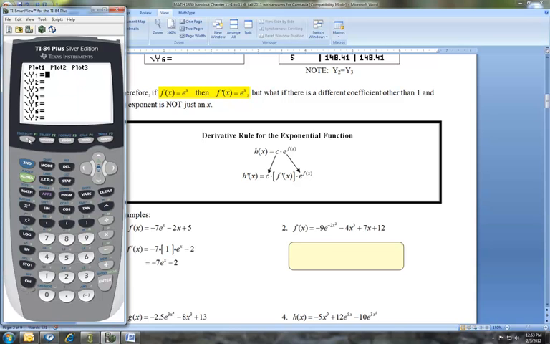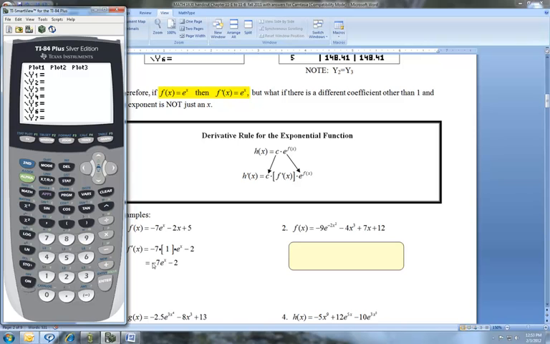Let me go y equals. So I'm going to put my derivative, the one I found, in y1. So negative 7, second ln, let me put my x in there, minus 2. Now I'm going to go to math. If you remember, it's under 8.